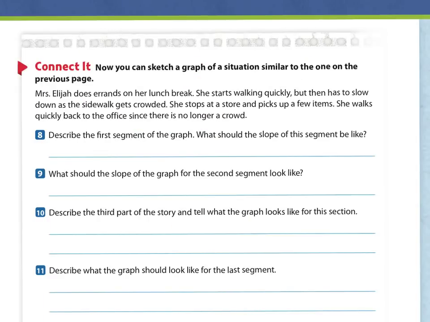Mrs. Eliza does errands on her lunch break. She starts walking quickly but then has to slow down as the sidewalk gets crowded. She stops at a store and picks up a few items. She walks quickly back to the office since there is no longer a crowd.